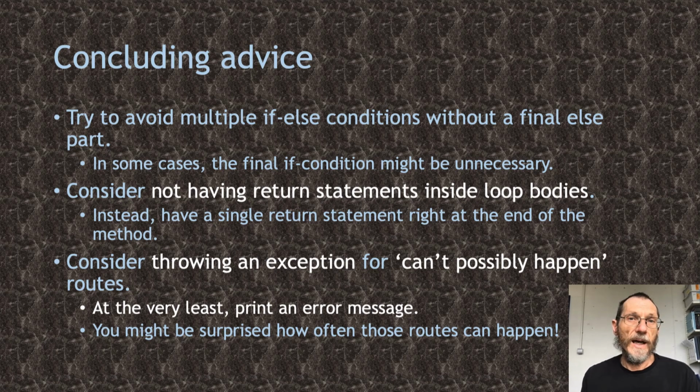And finally, where there really are situations where we know that a particular path cannot possibly be reached, then we might wish to throw an exception. That's a slightly more advanced topic than we would want to handle in this particular video, but that's an option that's open to us as our Java understanding develops. And at the very least, we should print an error message to say that control has reached a point that really shouldn't ever be reached, and we will still have to provide a return statement in order to satisfy the compiler.